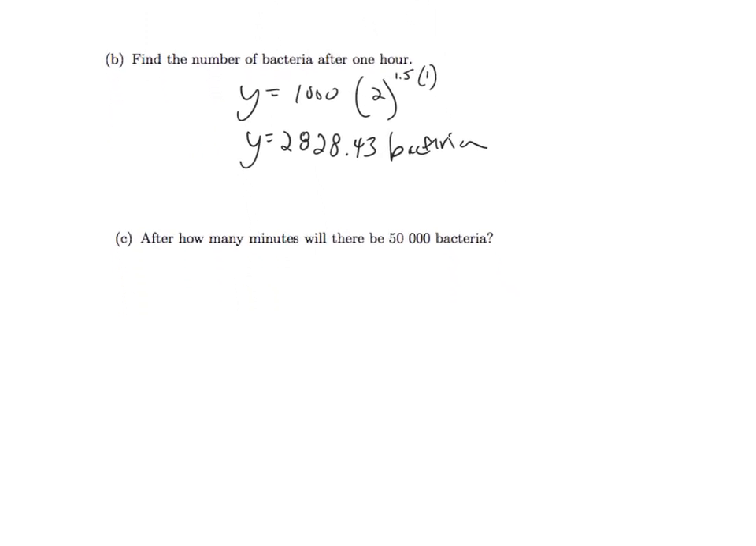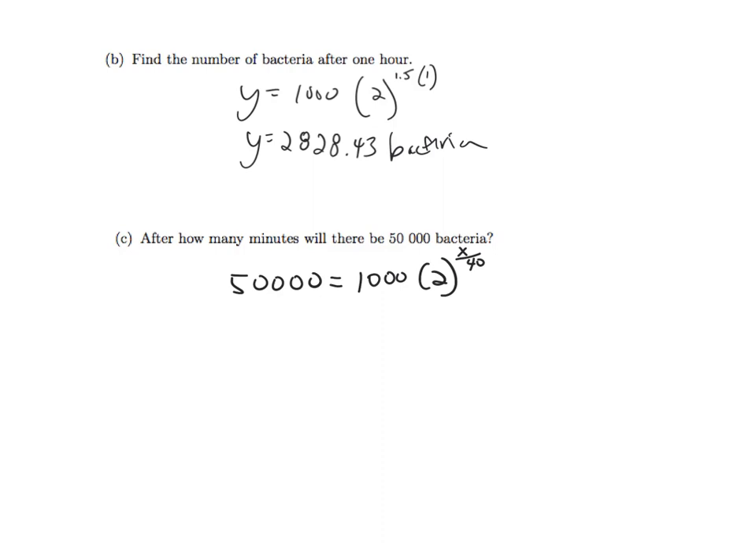After how many minutes will there be 50,000 bacteria? Okay, 50,000 equals 1,000 times 2 raised to the power of, okay, so they're saying minutes. So why don't we do this thing where we put this formula in the terms of minutes? So we'll say x over 40, because remember that every 40 minutes happens to be a doubling. So I changed my formula a little bit to make it geared towards minutes and not hours.